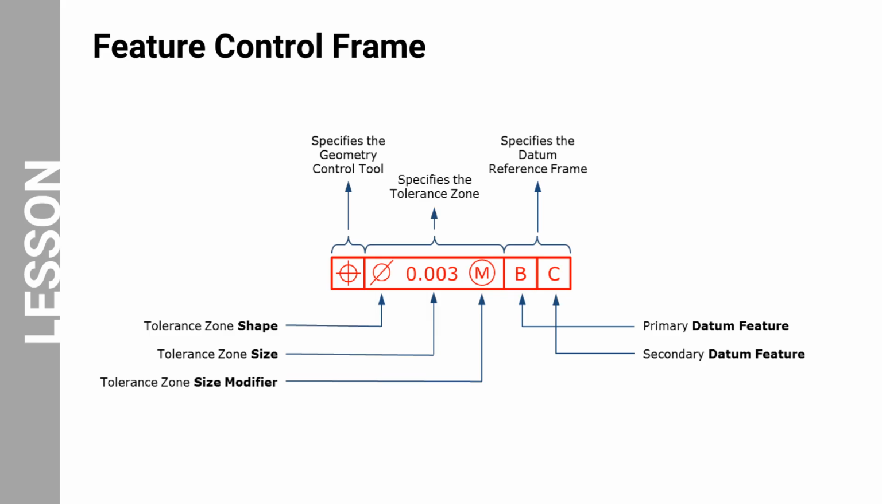The last symbol in the box specifies the tolerance zone size modifier. Modifiers communicate additional information about the feature of the part. In this case, the modifier refers to the maximum material condition, which we will discuss later in this module. The last boxes on the right tell you which datum are used as references for this object.